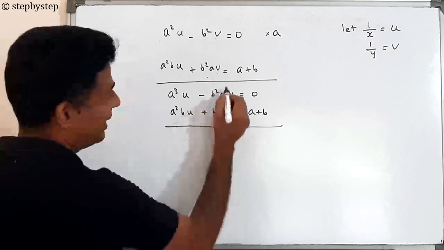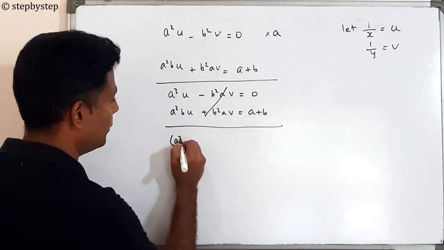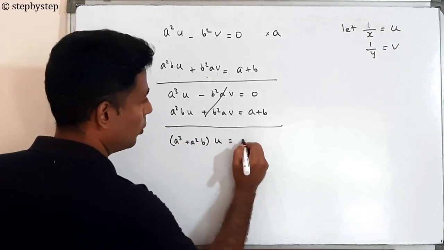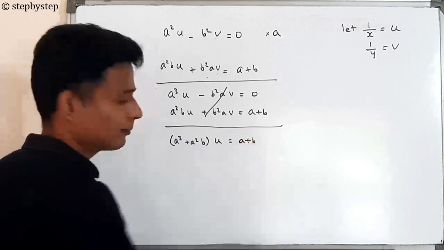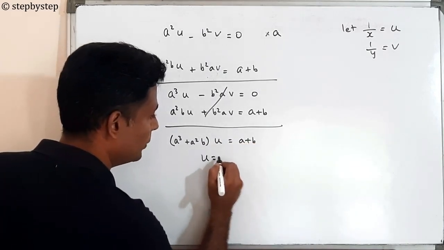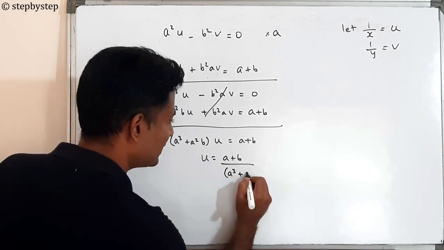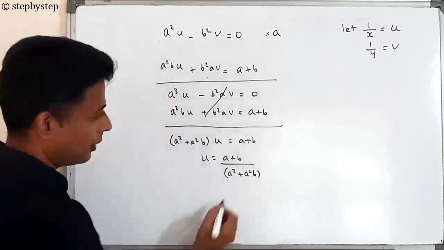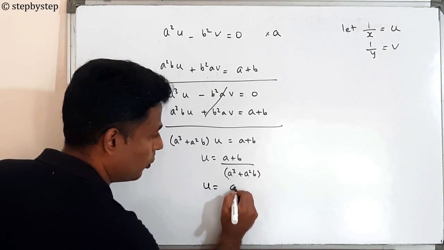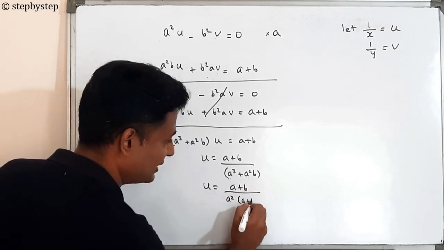Now when I add, these two will cancel. And here I'll get (a cube plus a square b) u equal to a plus b. Now I'll transpose this. What I'll get is u is equal to (a plus b) by (a cube plus a square b). Now if you observe, I can take a square common here, right? So u will be equal to (a plus b) by a square into (a plus b).